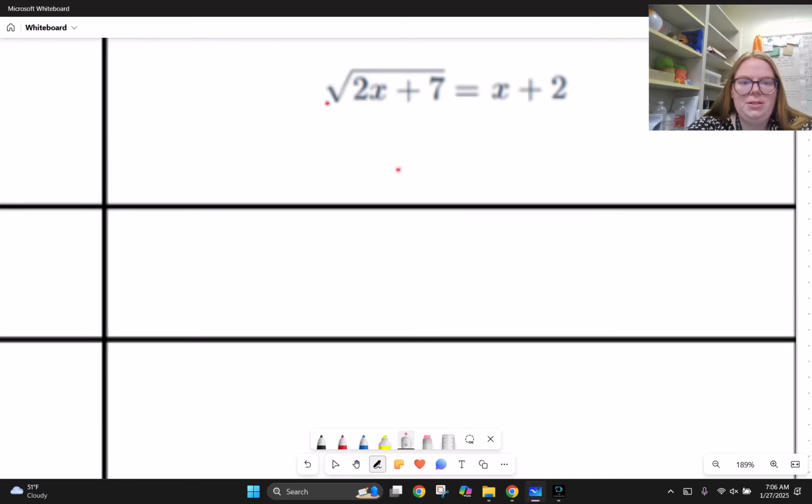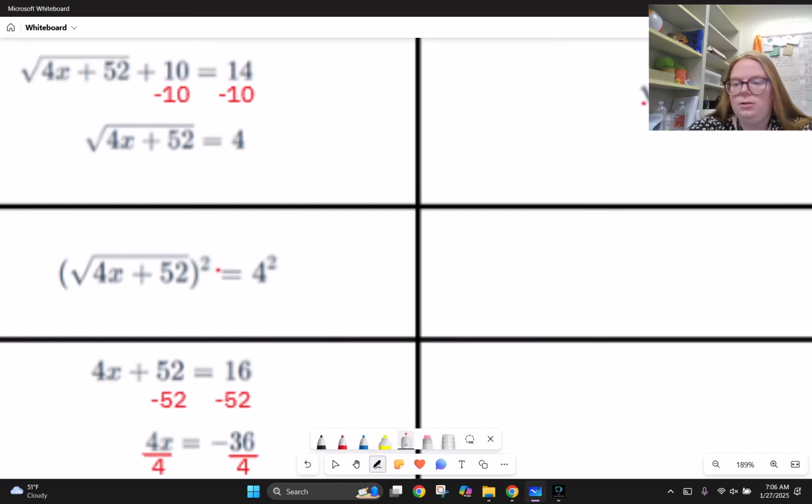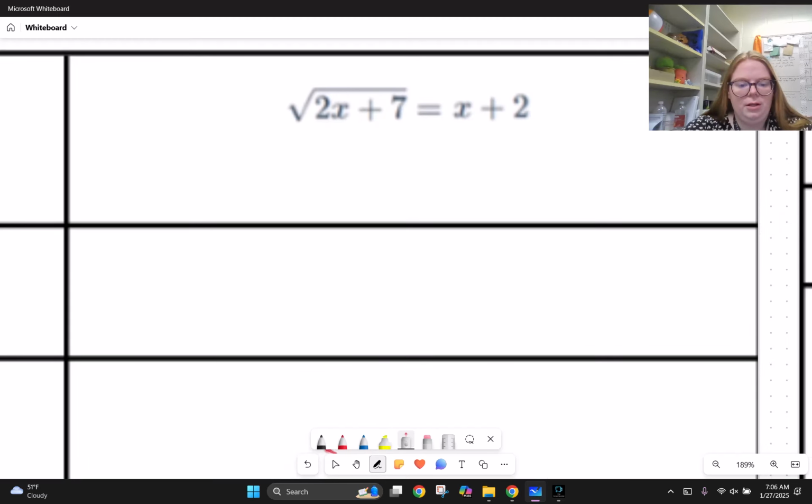Once it's by itself, we need to square both sides of that equation to get rid of the square root. Now, you can write this in the second box if you're following along on my notes sheet, but I'm just going to do it up here so I don't have to rewrite it. I'm going to square both sides of this equation.